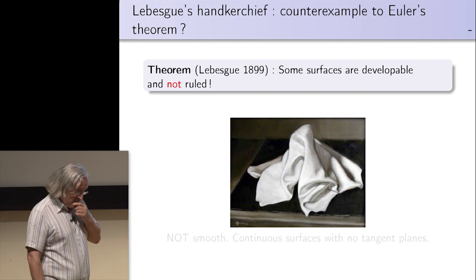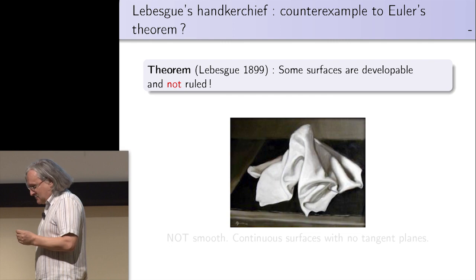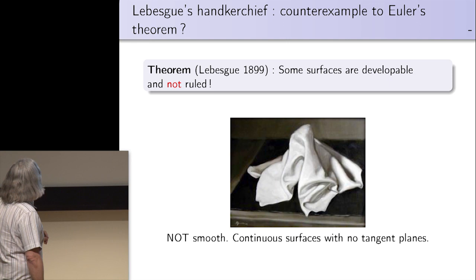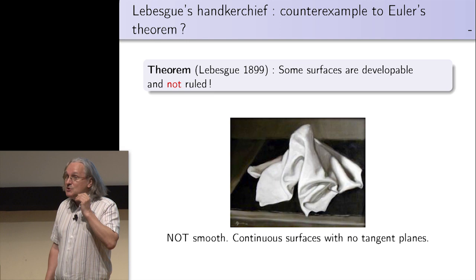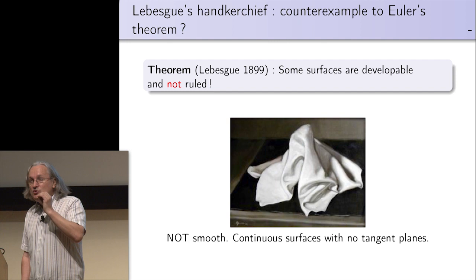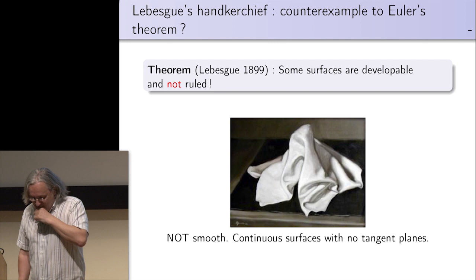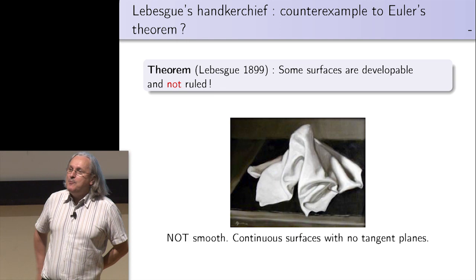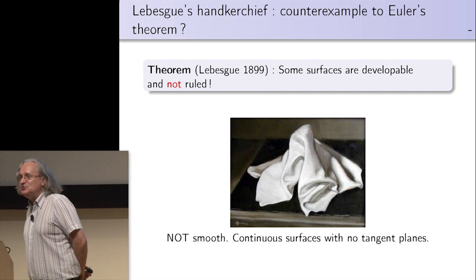And the truth is that the theorem of Euler had an assumption. And the assumption was that the surface under consideration has to be smooth. And this is not the case for my handkerchief. So Lebesgue created this concept of non-regular surfaces, of non-smooth surfaces. So I will show you how Lebesgue constructed his counterexamples to the theorem of Euler. But before that, I want to show you that Miyake knows how to do that.